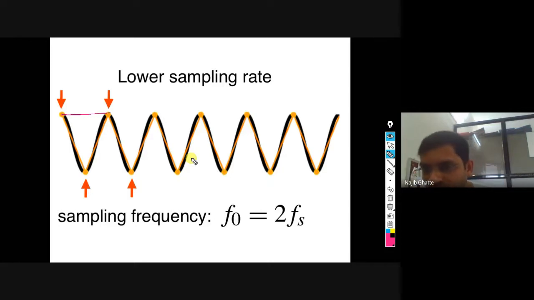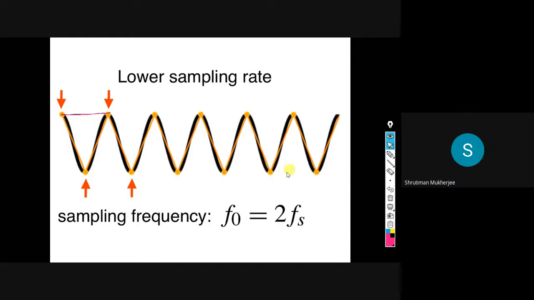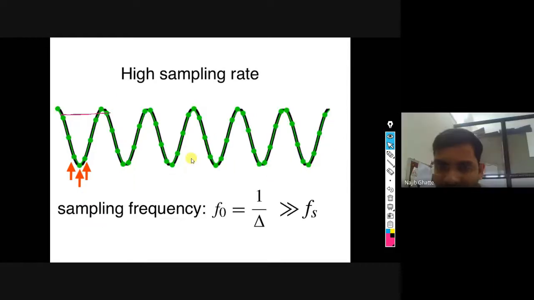Again, what is the solution, sir? What to do then? Increase. Increase the sampling rate. Exactly. See now how much sampling I have taken, sir. How many samples are taken? Very, very much more than twice of fs. Fine. Now do you think it is matching with the black color?